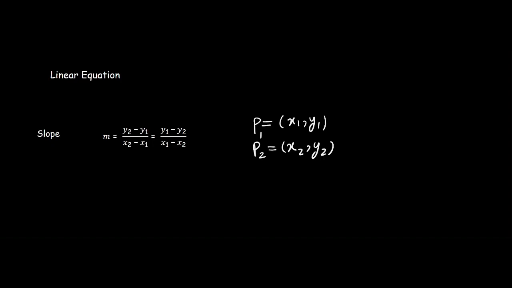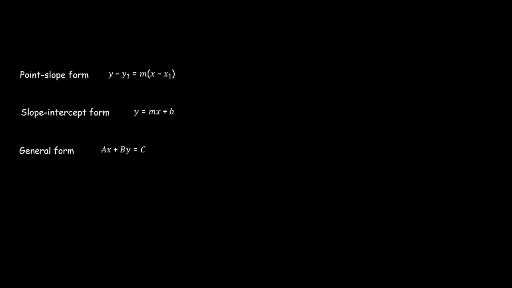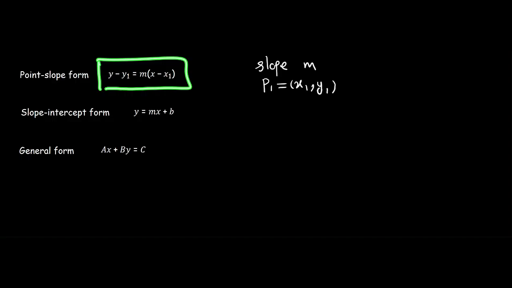There are 3 different forms for a linear equation. The first form is point-slope. When we have a slope, which is m, and 1 point on the graph of the function with x1 and y1, then we can write the equation in the form of point-slope: y minus y1 is m times x minus x1.